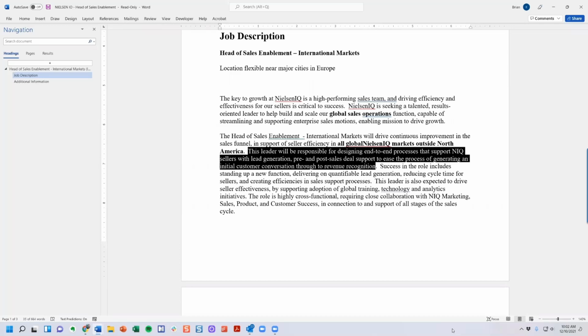And I gave you a hint. So write that up. Take some time. Put yourself in the shoes of the CEO and the executive team. It's only been about a year since they've been spun off. Make some assumptions about that. Question number two. What does this sentence mean to you? The leader will be responsible for designing end-to-end processes that support sellers with lead generation, pre and post sales deal support to ease the process of generating an initial conversation through revenue recognition. What do you think of that statement? Does that sound like sales enablement to you, or does that sound like something else?